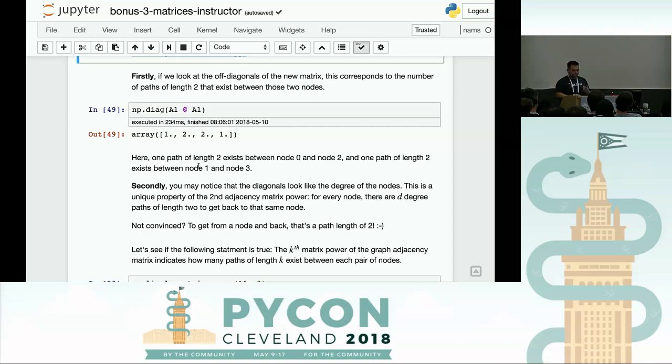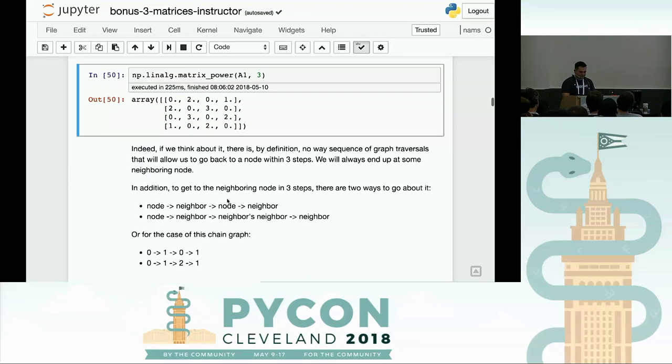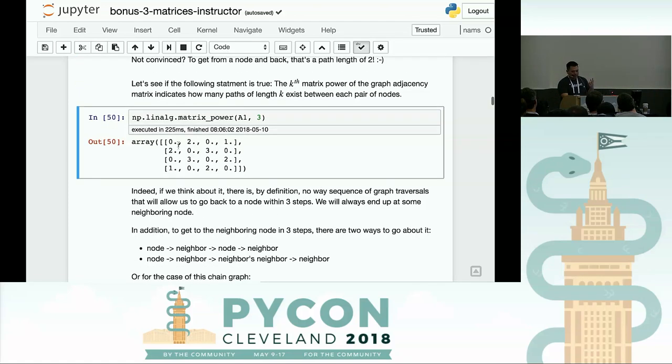All right? So if we take the third matrix power, you'll notice the diagonals automatically become zero because there's no way to go from myself to my neighbor and back in three steps. By definition, I have to be somewhere else. That's a really neat result. So in the case of this chain graph, we can get to my neighboring node in three steps, there are two ways to go about it, which is why then the off diagonals are two, or one, or three, or whatever number.